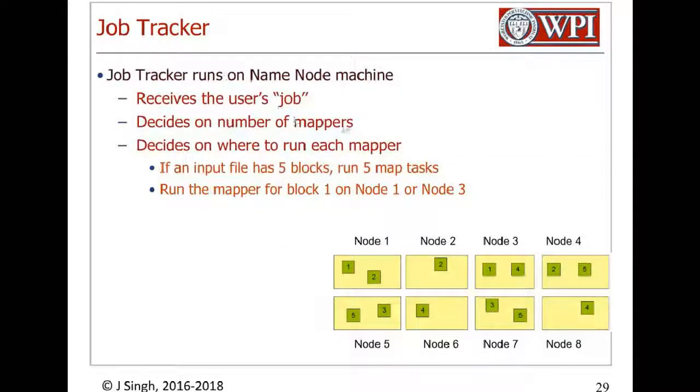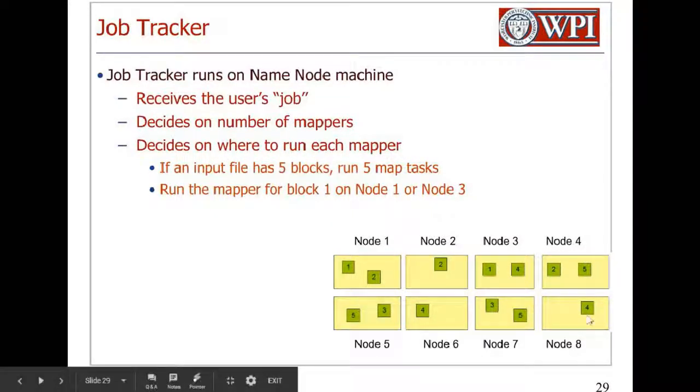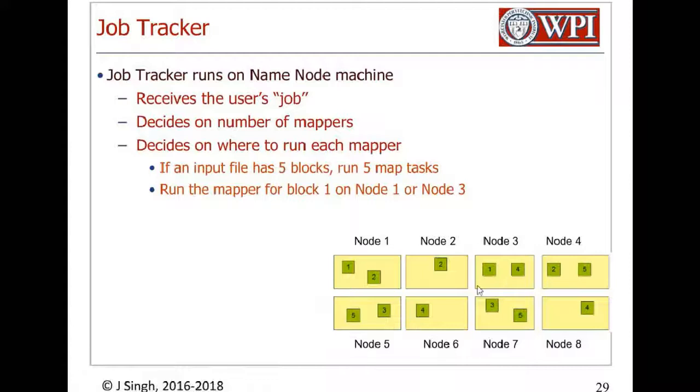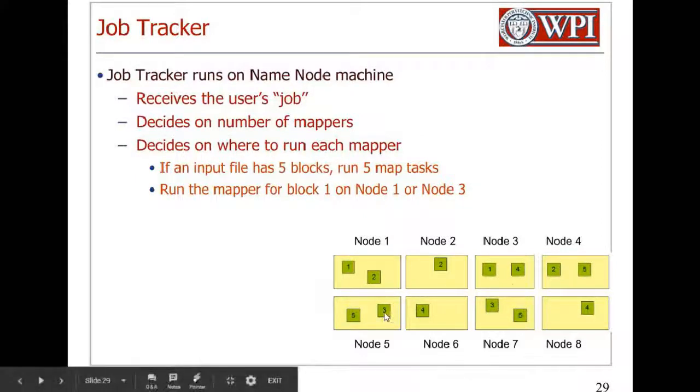The name node decides how many mappers we're going to have and where each mapper is going to run. The file itself will be replicated. Here we show that block 1 lives on node 1 and node 3. Block 2 lives on node 1, node 2, and node 4. And block 3 lives on node 5 and node 7. So they're spread all over the place.